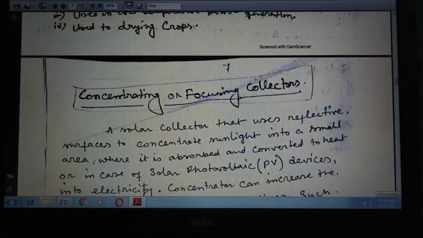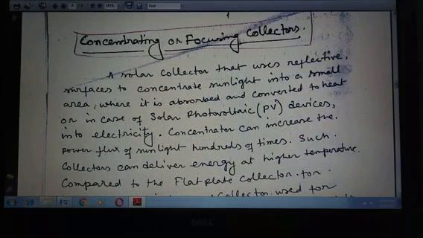Now concentrating or focusing collectors. A solar collector that uses reflective surfaces to concentrate sunlight into a small area where it is absorbed and converted to heat, or in the case of solar photovoltaic devices, to electricity.